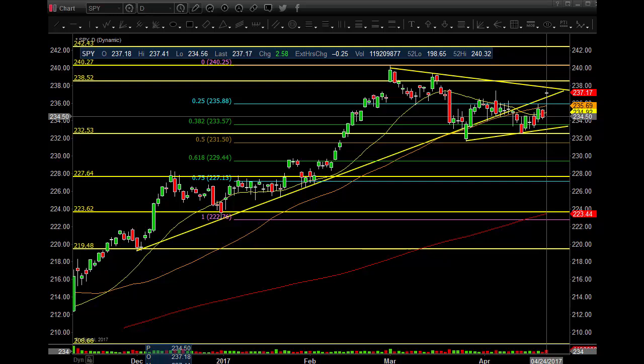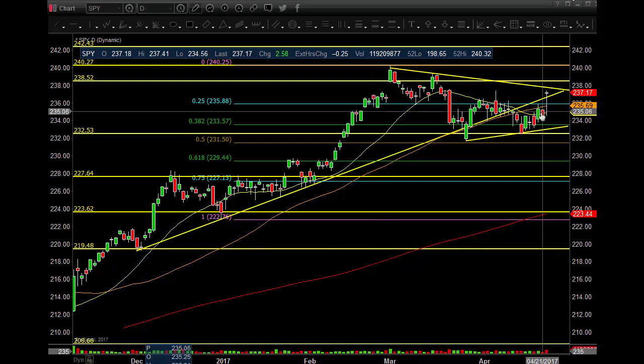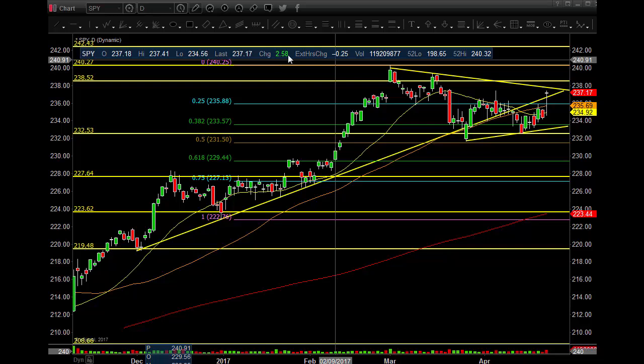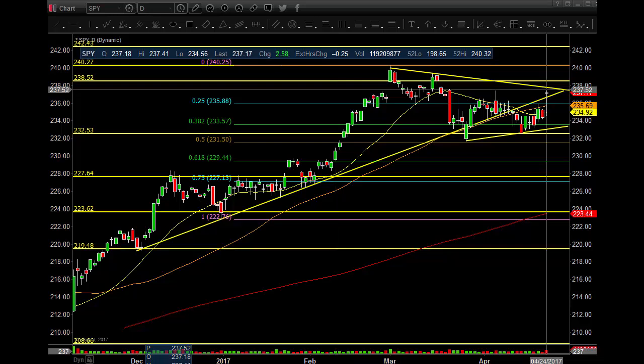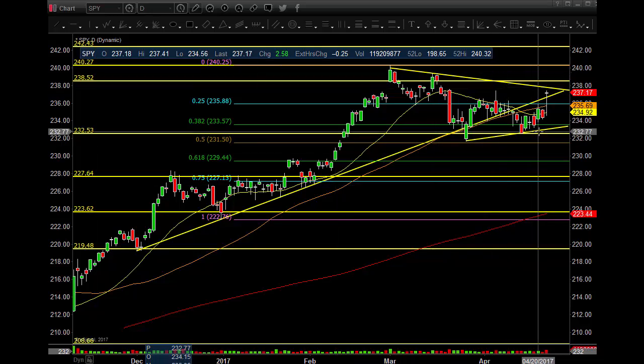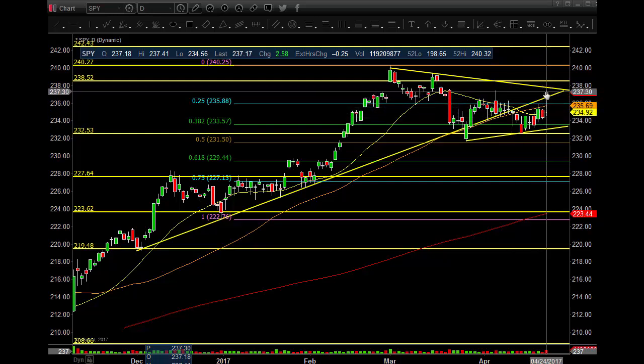All right, let's get into the daily SPY. And right now, guys, the bulls took over today. We were 25 up on the S&P. We're at $2.58 or 1.10% on the day. Got above the trend line, got above the 50 and the 20. We talked about that. If you're bullish, you need to get above that.